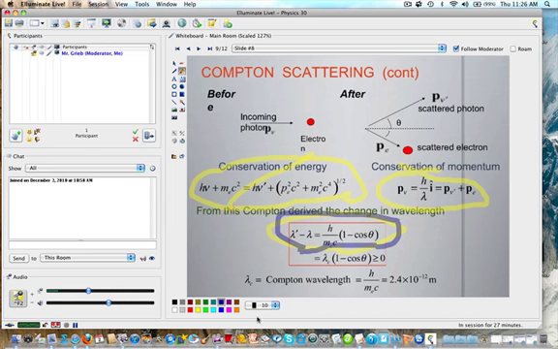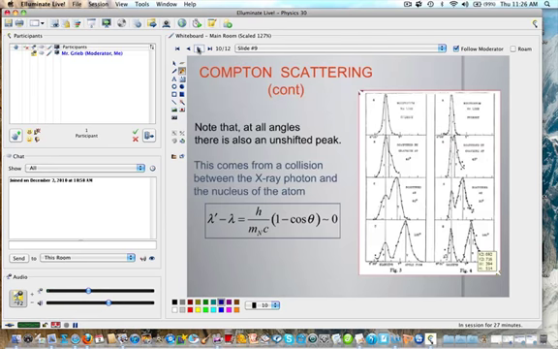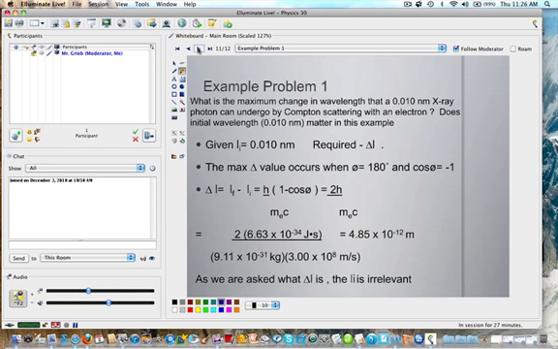Now this was known as the Compton wavelength. Okay? So let's have a look here. An example problem. What is the maximum change in wavelength that a 0.010 nanometer X-ray photon can undergo by Compton scattering with an electron? Does the initial wavelength, 0.010 nanometers, matter in this example?